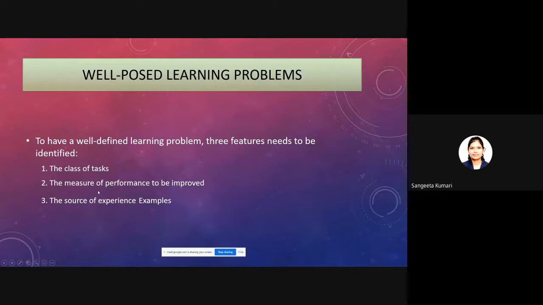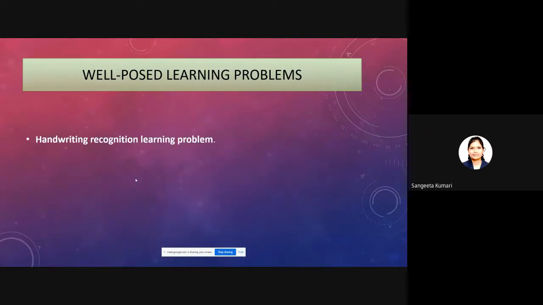Then we have to measure the performance, which can be improved, which should be improved over time. And the third thing is the source of experience, how it will learn, so that this performance can be improved. That learning should be continuous, and only then can we talk about the performance being improved.